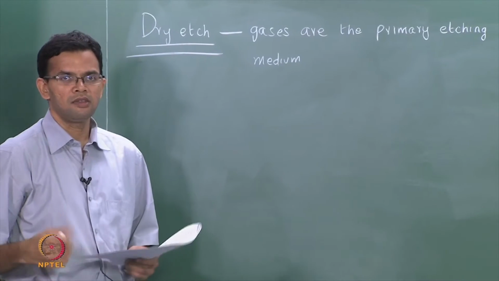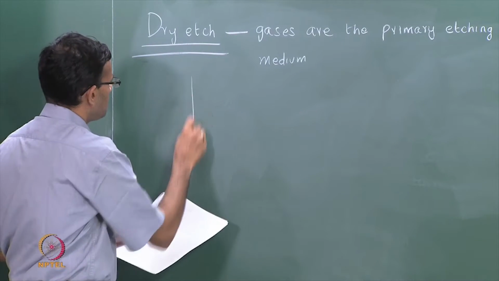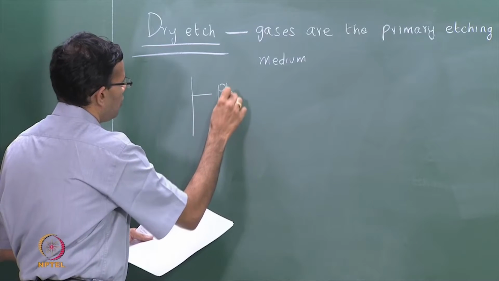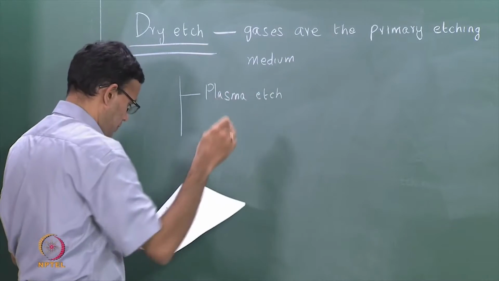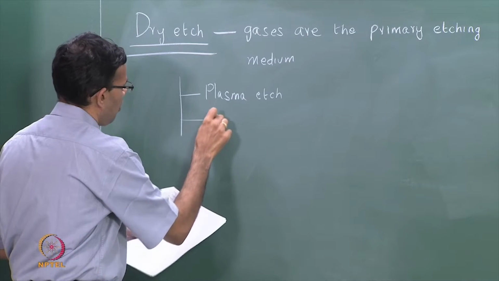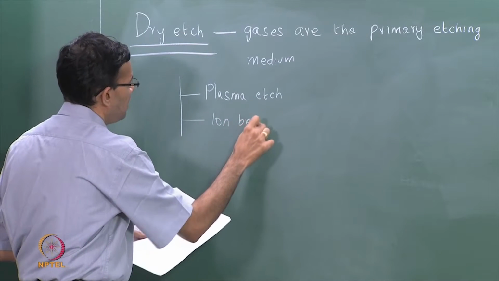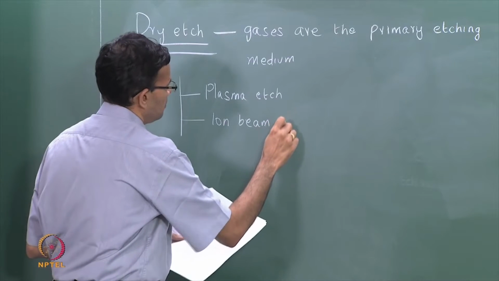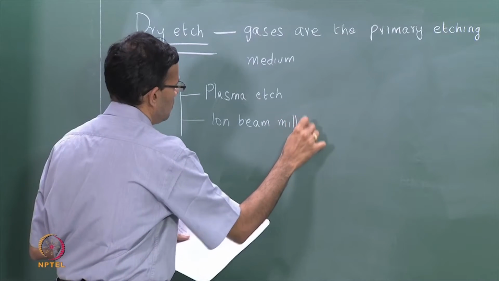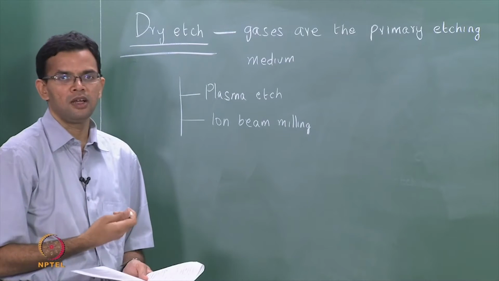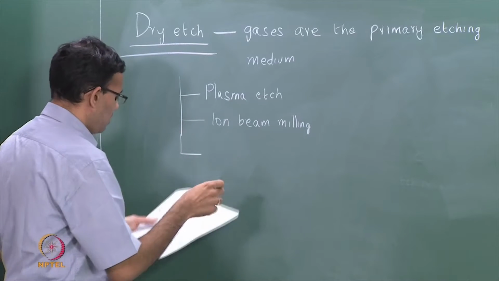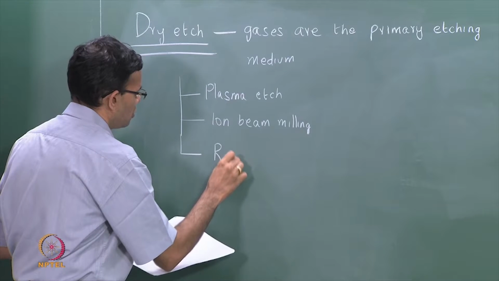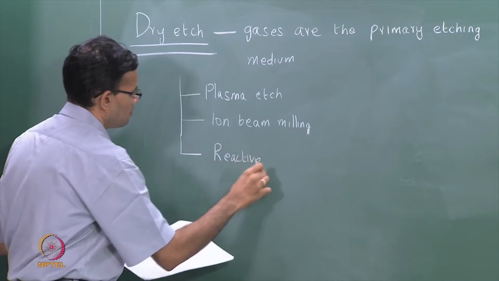There are essentially three kinds of dry etch. One is called plasma etch. Another process is called ion beam milling. This is more of a physical material removal process than a chemical etching process. And a combination of those two is called reactive ion etching.